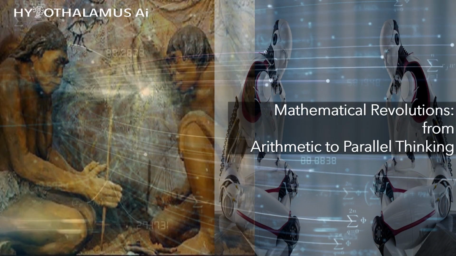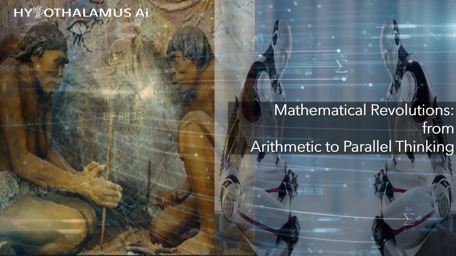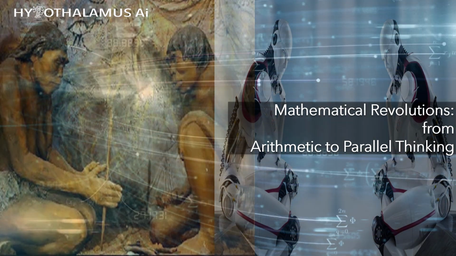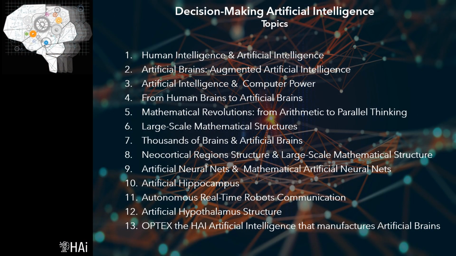Mathematical Revolutions, from Arithmetic to Parallel Thinking. A brief history of mathematics, focusing on the evolution of optimization applied to real-world problems. The list of short introductory lectures to decision-making artificial intelligence is presented in the picture.